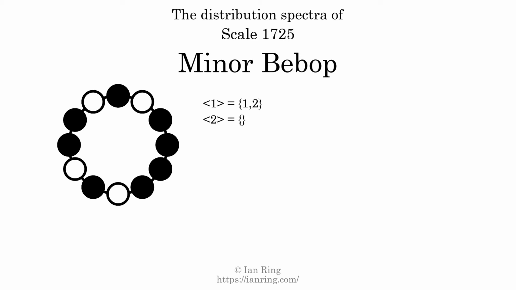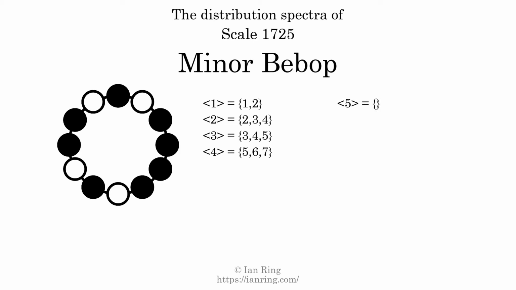The generic interval of two scale steps comes in three different specific interval sizes, 2 semitones, 3 semitones, and 4 semitones. The spectrum width of this generic interval is 2. The generic interval of 3 scale steps comes in 3 different specific interval sizes, 3 semitones, 4 semitones, and 5 semitones. The spectrum width of this generic interval is 2. The generic interval of 4 scale steps comes in 3 different specific interval sizes, 5 semitones, 6 semitones, and 7 semitones. The spectrum width of this generic interval is 2.